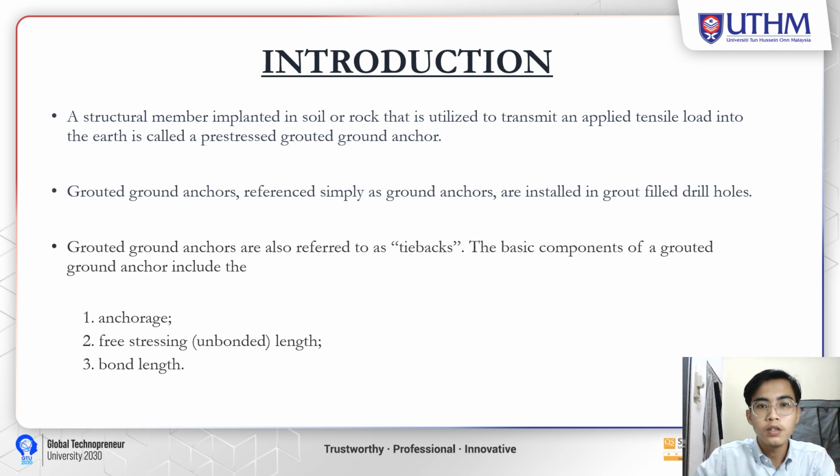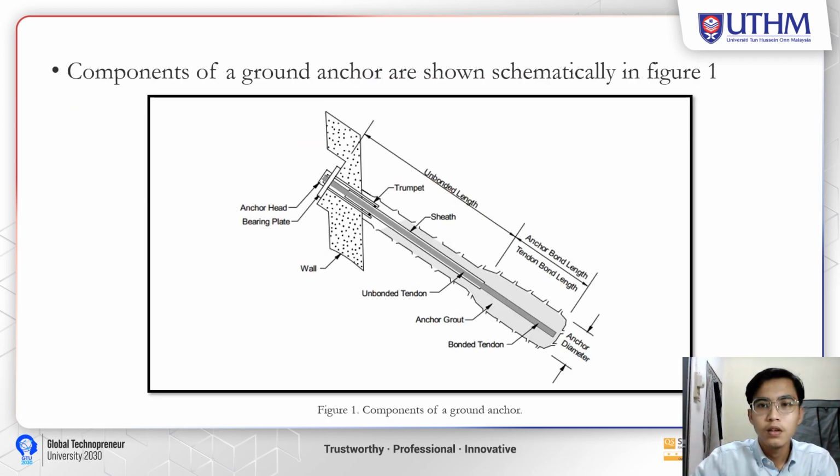So we move to the general introduction of ground anchor. A ground anchor is a structural member implanted in soil or rock that is utilized to transmit an applied tensile load into the earth. Ground anchors are installed in grouted drill holes. Ground anchors are also referred to as tiebacks. The basic components of a ground anchor include the anchorage, free stressing unbound length, and bond length. Next, Figure 1 shows the basic components of a ground anchor.